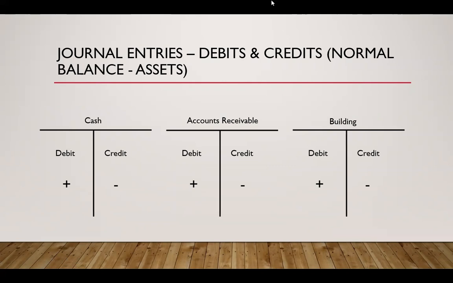Now let's dive in a little more closely here with looking at assets. We have some examples of assets listed here. So again, every account has its own T account, and we can keep track of what's going on in that account by looking at our individual T accounts. But because all of these are assets, we use a debit to increase, a credit to decrease. Assets have a normal debit balance.